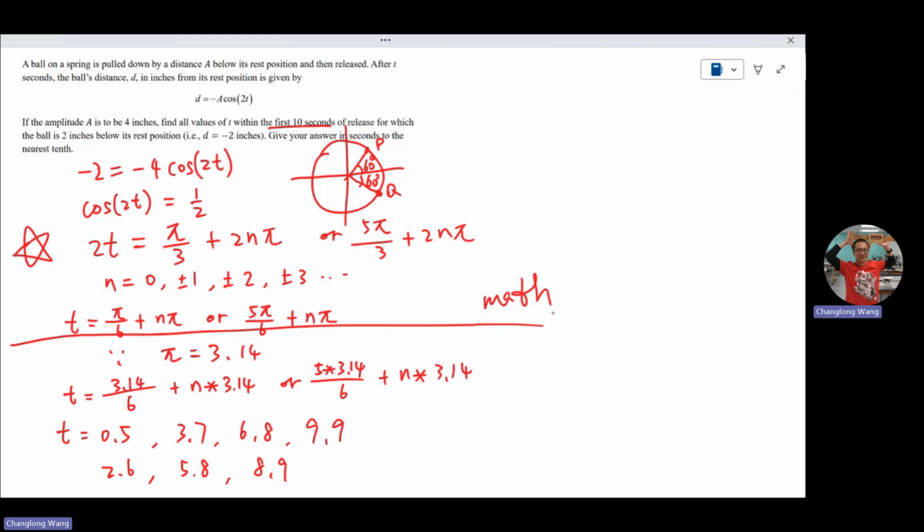But in a real world situation, since I want the time to be less than 10 seconds, you can only take that many values of n, say 0, 1, 2, 3. I don't want to get too complicated than it really needs to be.